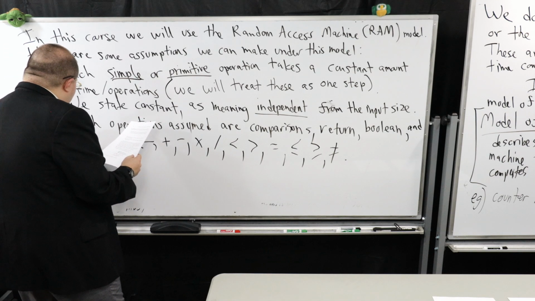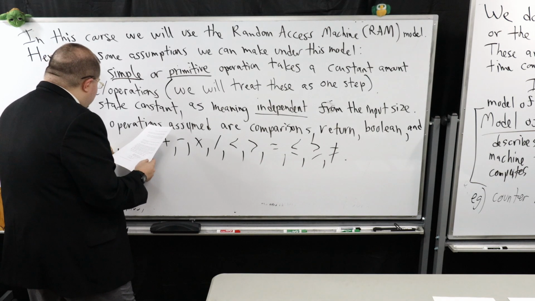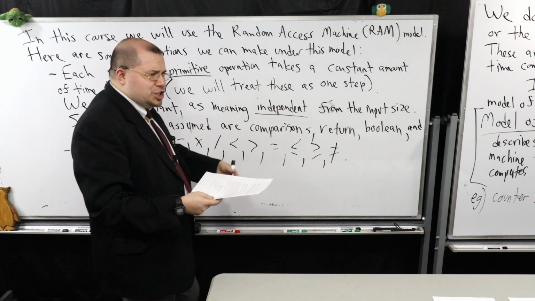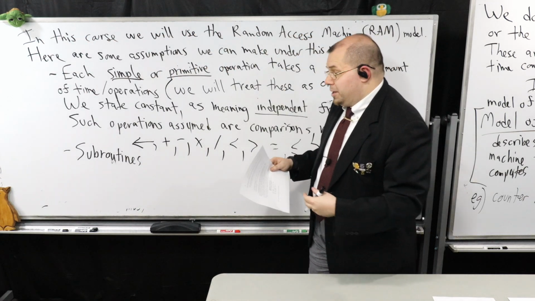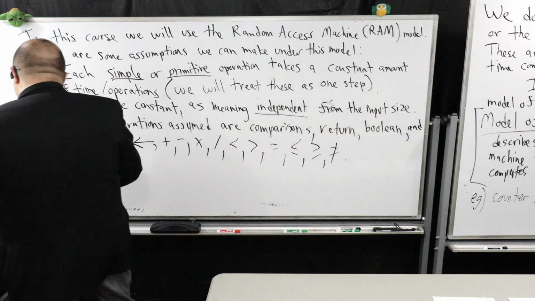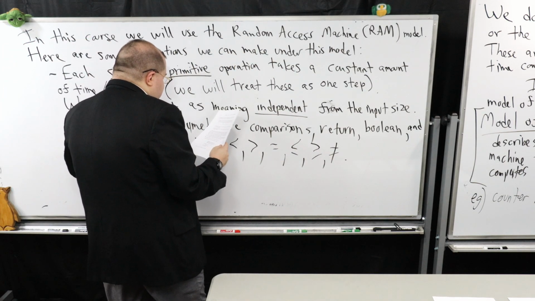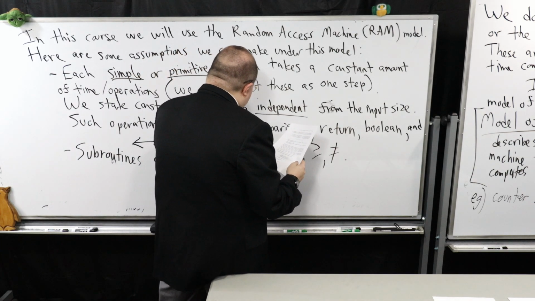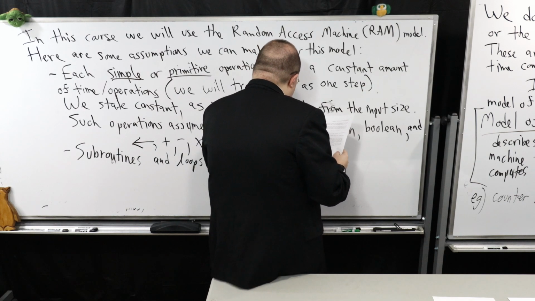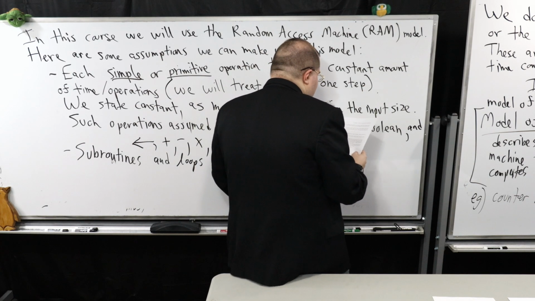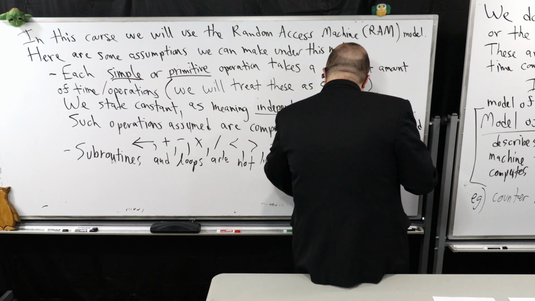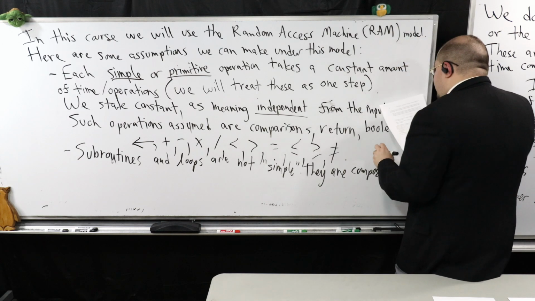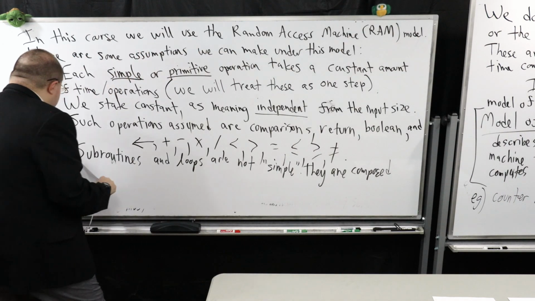So how about subroutines? Let's talk about subroutines. I'm talking about, for example, when you have a function that calls another function, or another algorithm within your algorithm. Subroutines and loops are not simple. They are composed of many simple operations.